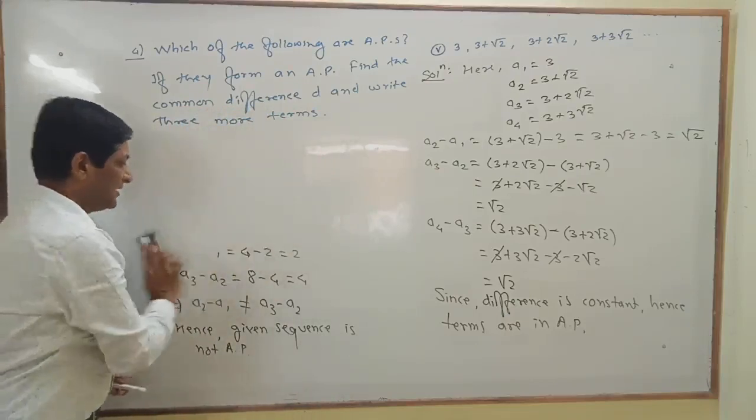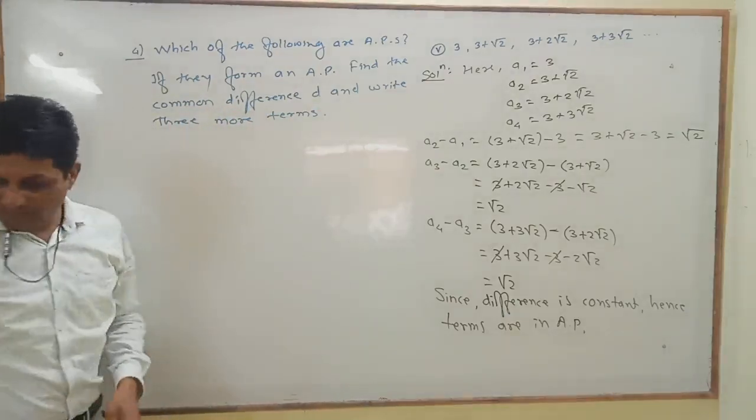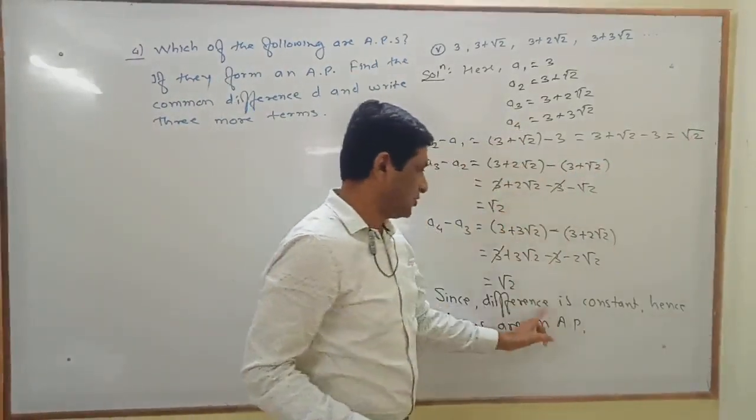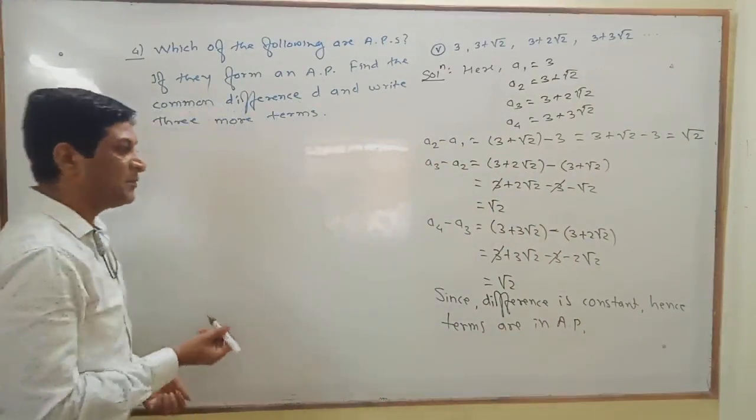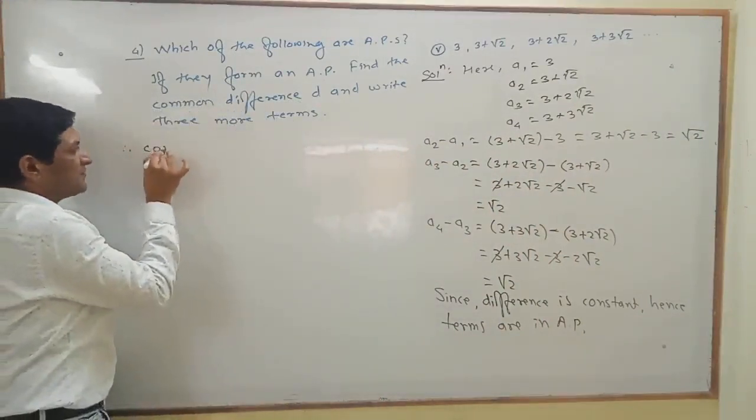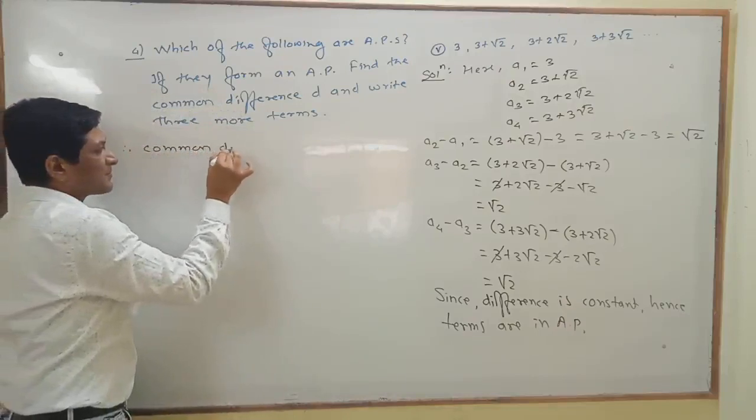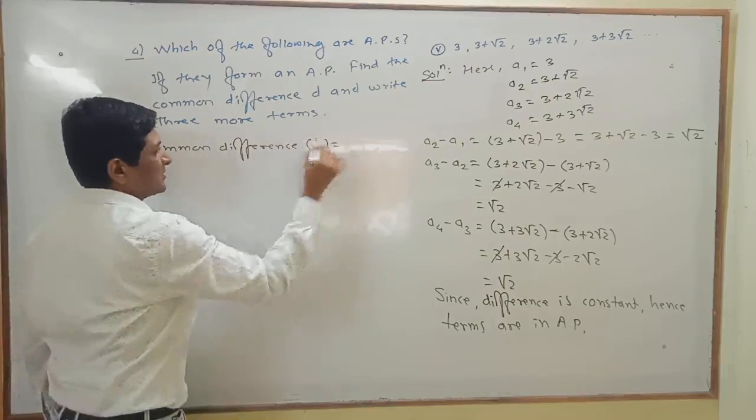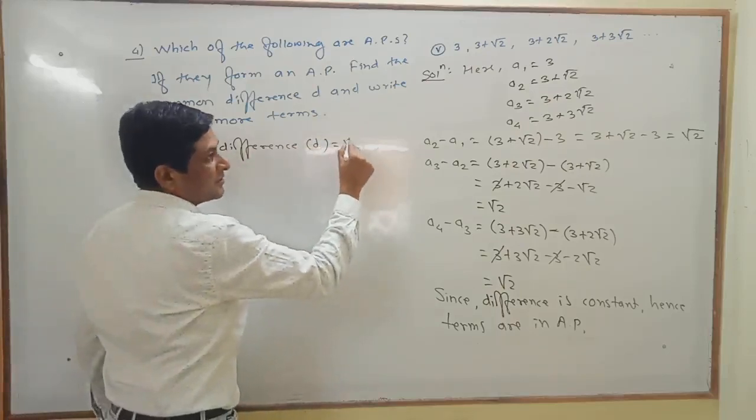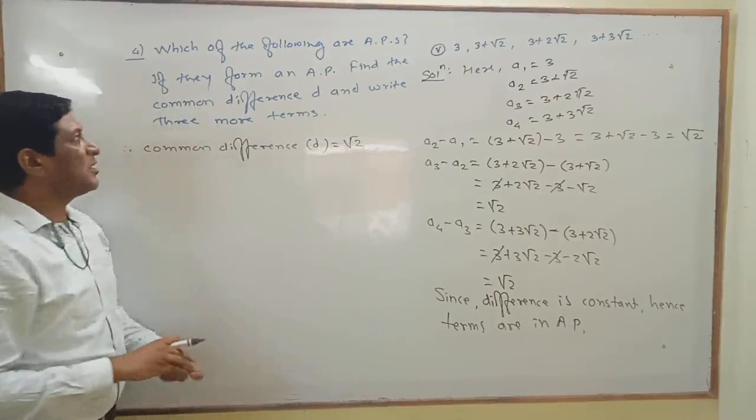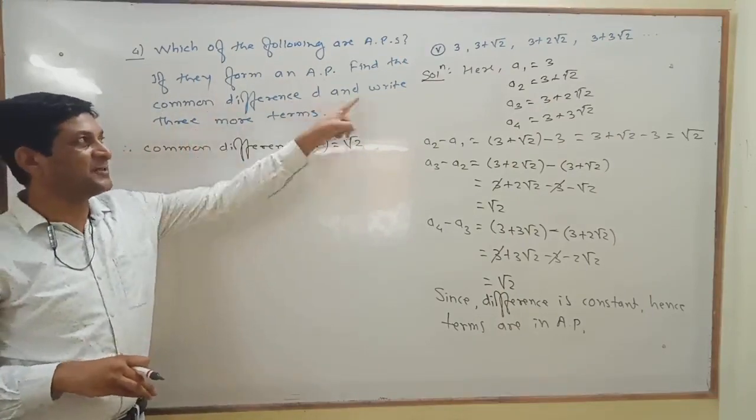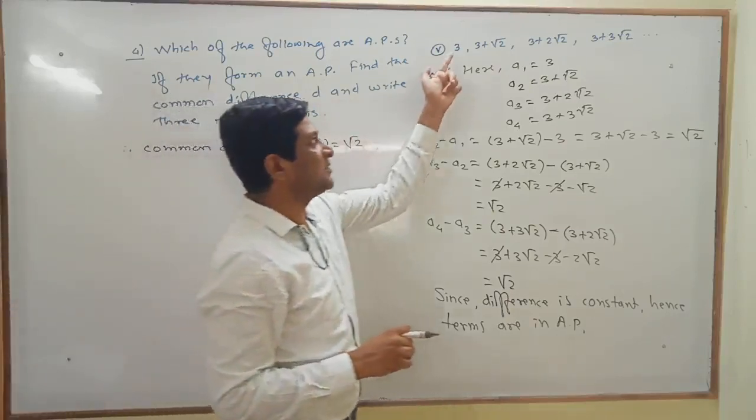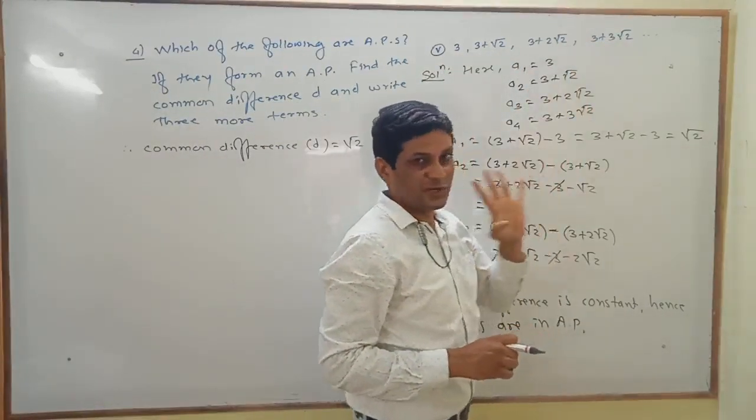So already here we can observe the common difference. What is the common difference here? Root 2, and the common difference we denote by D. So therefore the common difference D is equal to root 2. Now once the common difference is known to us, the last part of this example is to write down three more terms. Already how many terms are given to us? First, second, third, fourth. Four terms are given to us.